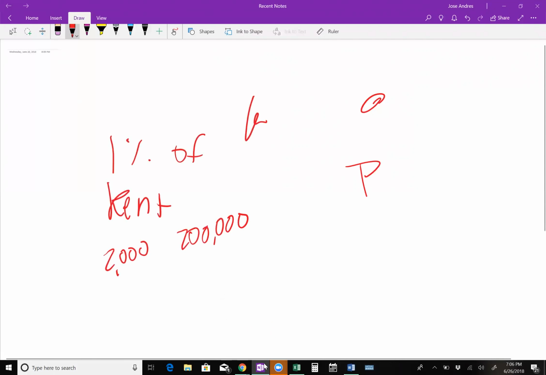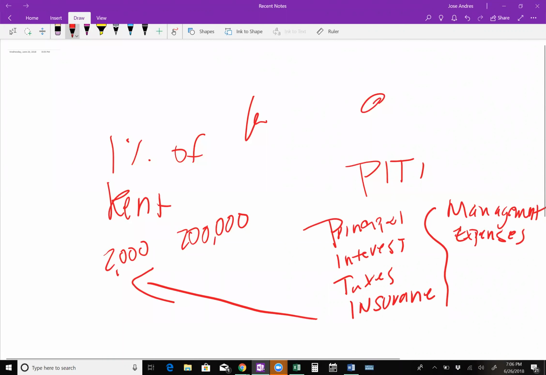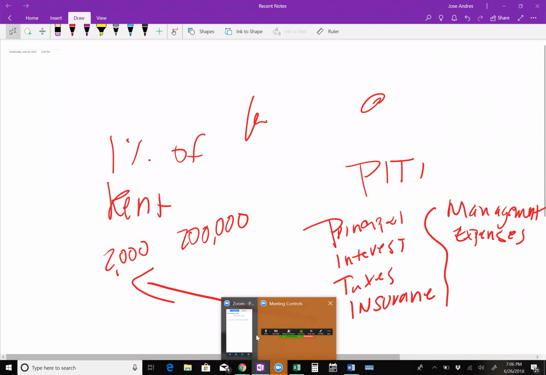But you always want to make sure you're covering PITI, which is principal, interest, taxes, insurance. It's the minimum. And then you have management and expenses. So these are the things you have to look for to make sure it covers this. Does that make sense? Does that make sense, guys? Okay.